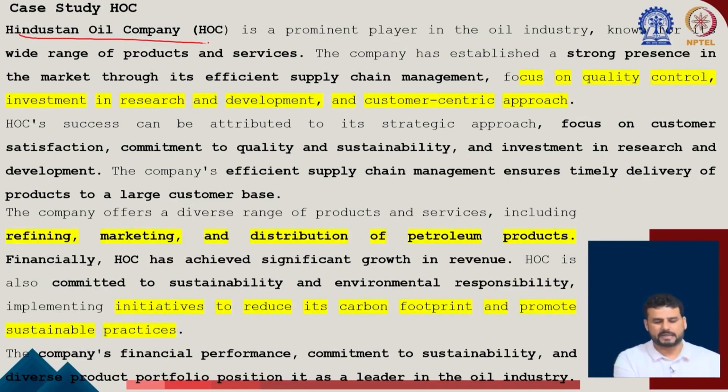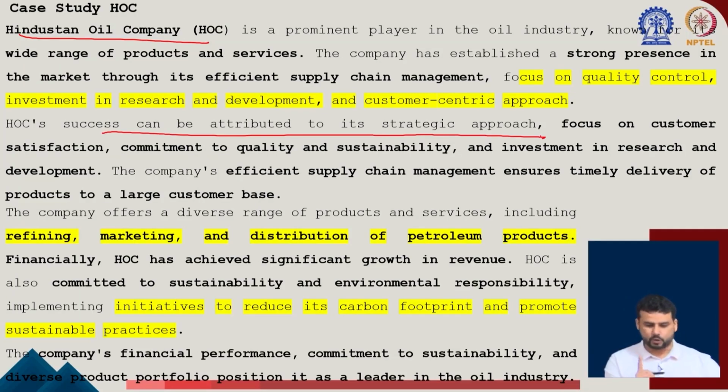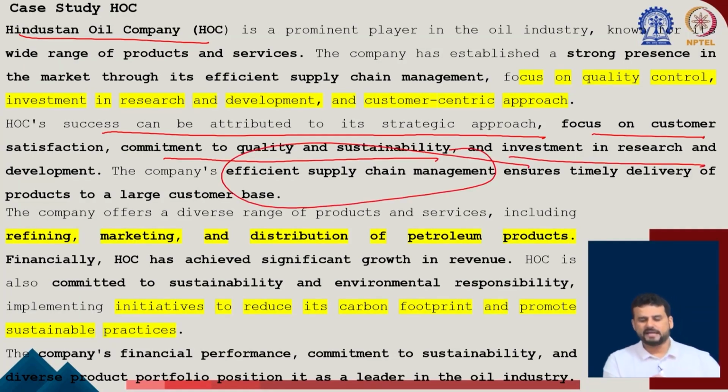Another example is Hindustan Oil Limited, which is doing very well financially, providing different products with a customer-centric approach, focusing on quality, delivery, and research and development of the latest lubricants and oils. Their success can be attributed to a strategic approach based on customer satisfaction, commitment to quality and sustainability, and investment in research and development. This happens through their efficient supply chain management, which ensures timely delivery, variety, and quality to a large customer base.